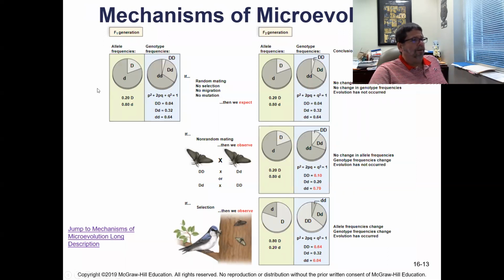So here's our original numbers, right? 80% dark alleles, 20% white, with 4% homozygous dominant big D, 32% were what? Heterozygote, and 64% was the little d, white moth. Okay, now here's what happens. We breed all of them to each other. We have random mating, but no selection, no migration, no mutation.